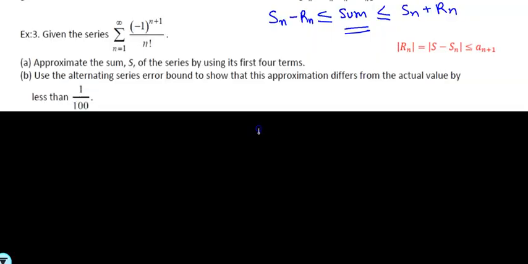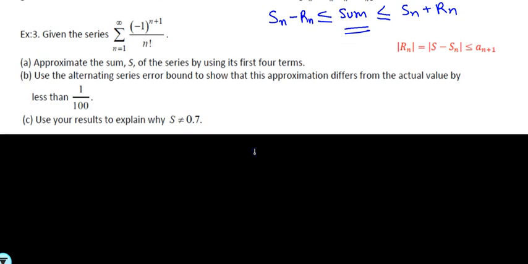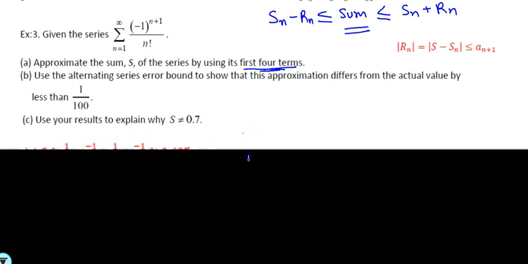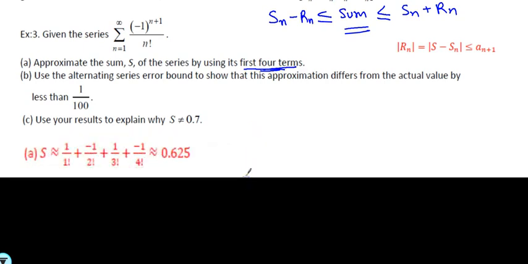Okay, so let's understand the question. Approximate the sum using the first four terms. All you have to do is expand and write the first four terms. Use the approximate sign, the squiggly sign. If you write an equal sign, there is no penalty in the AP exam, but the best practice is to write the approximate sign.